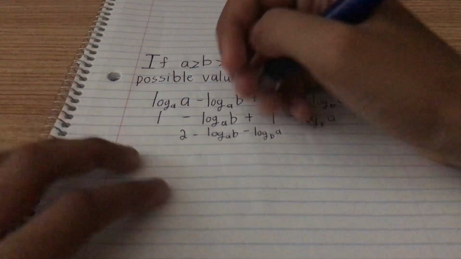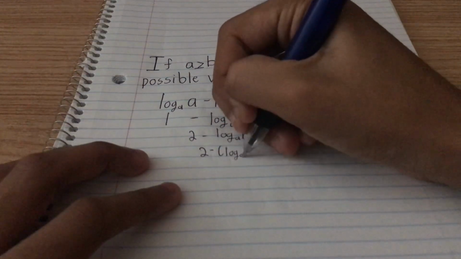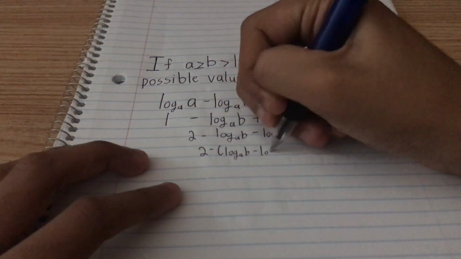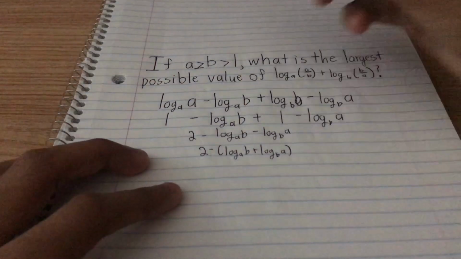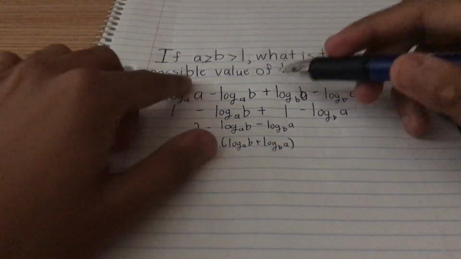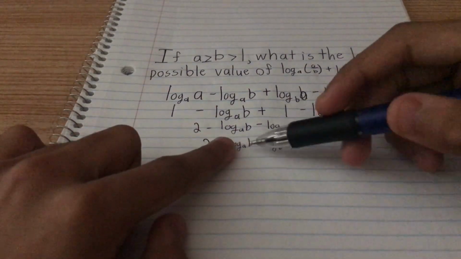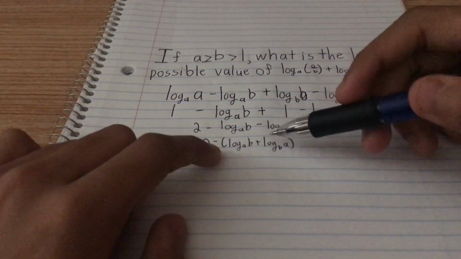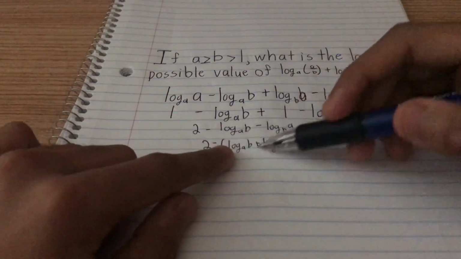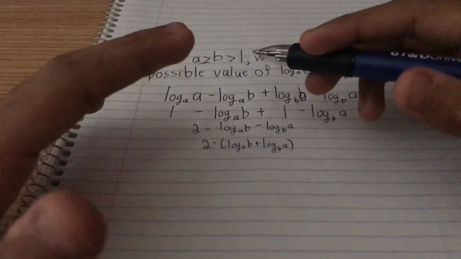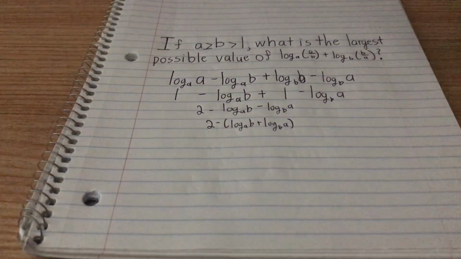Then we can factor out a minus sign: 2 minus (log base a of b plus log base b of a). So there we have it. After simplifying, we get this. We still have this expression right here that we need to evaluate. In order to make this a maximum value, this expression that we're subtracting from 2 has to be the smallest, right? So at this point, we can use the AM-GM inequality.